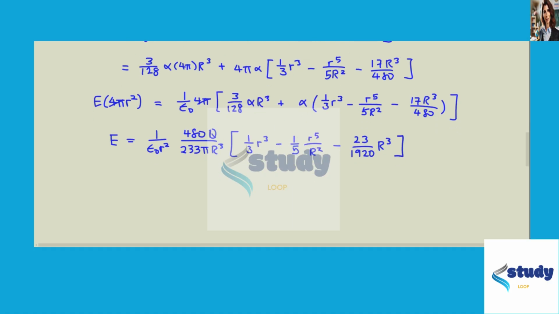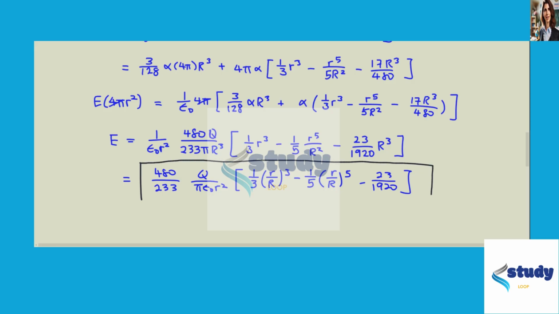Okay, next, so 480 divided by 233 q over pi epsilon naught r square, 1/3 r divided by big R cube minus 1 over 5 r divided by big R to the 5 minus 23 over 1920. Okay, so this will be the E field in the second region.